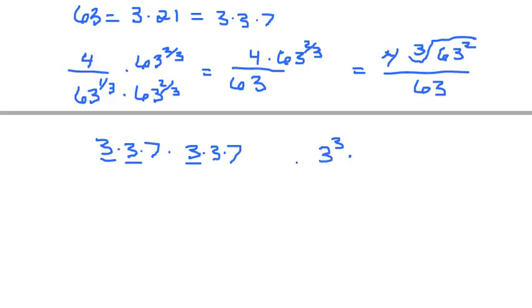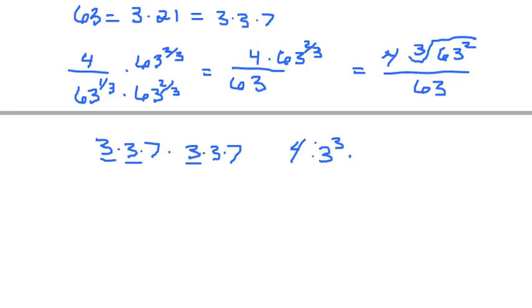That would be 3 to the third times, and then of course we'll have to join these other three up right here. So this is going to be 3 times what? 7 times 7 is 49. Is that right? 3 times 7 times 7 is going to give us 147. Yeah.